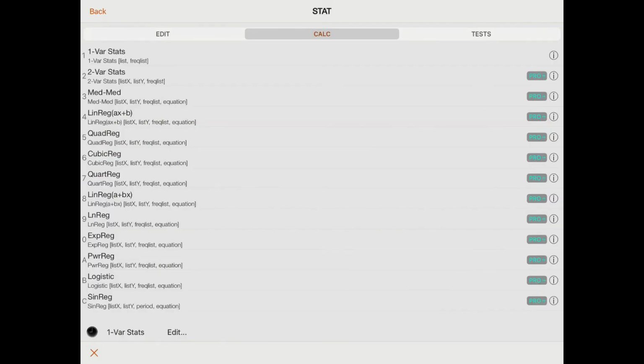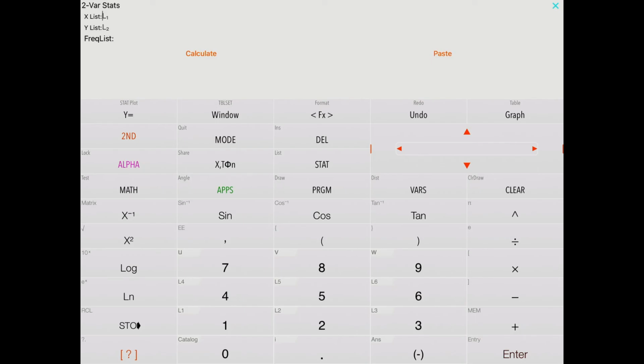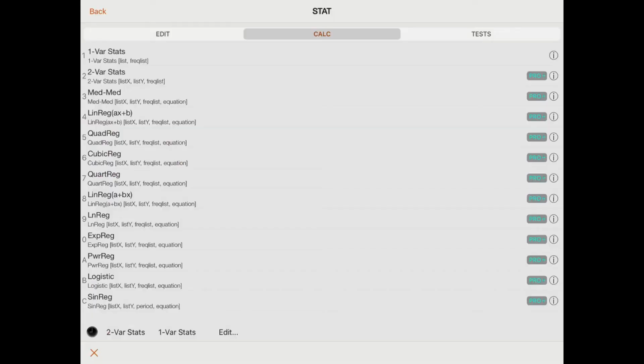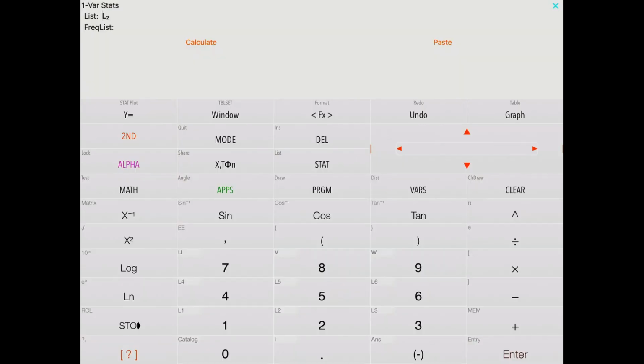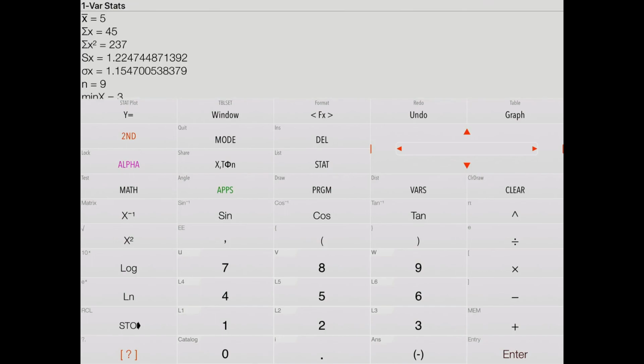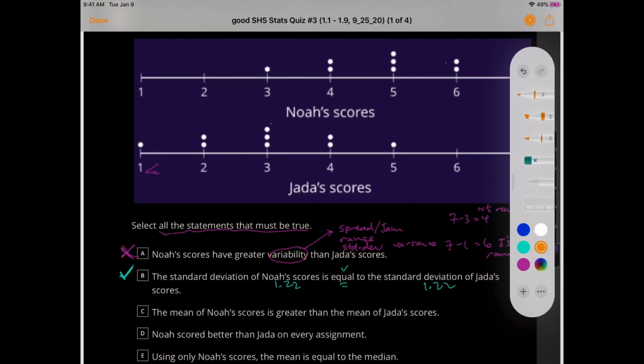And stat, calc, 1var stats, and then here I want L1, calculate. And Noah has an average of 5. So 5 compared to 3, is it greater? Yes, that is true. All right, let's try another one.